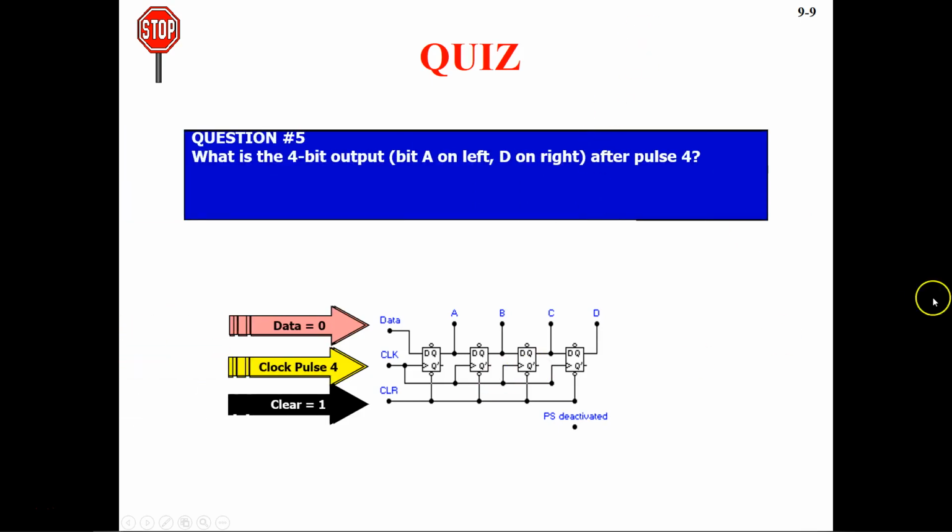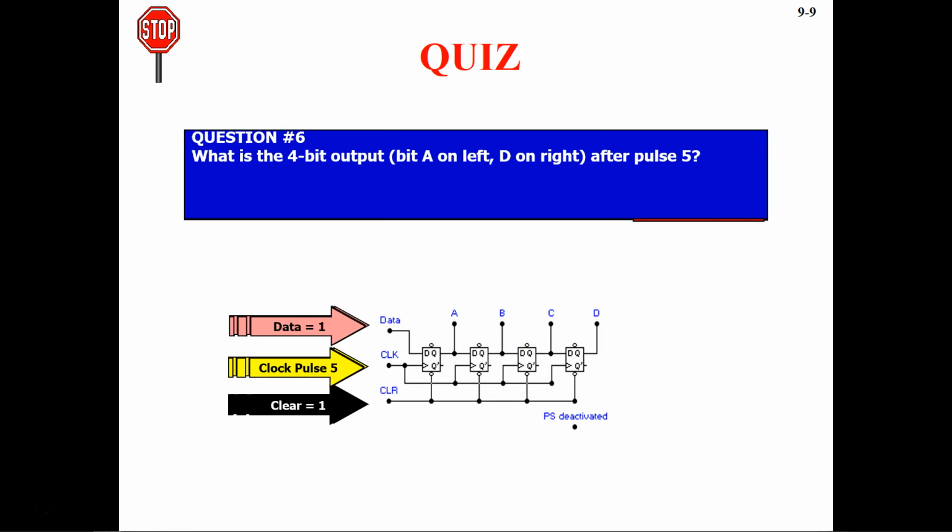And then another clock pulse is applied, clock pulse 4, and data is 0. What will happen? Now the output of this will go into this register, and you will have 0 0 1 0, because here you have data 0, so this is going to be 0, and previously your A was 0, which goes into this flip-flop, making this also 0. So you will have 0 0 1 0 as your answer.